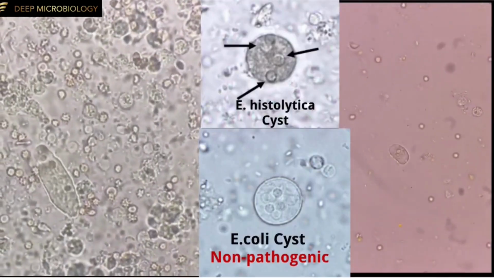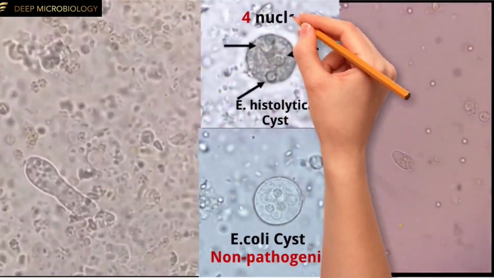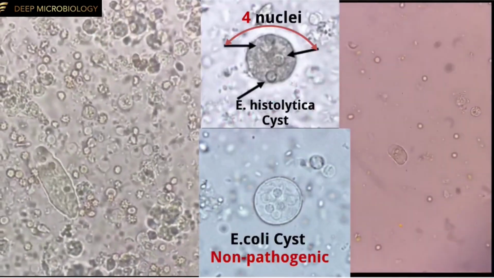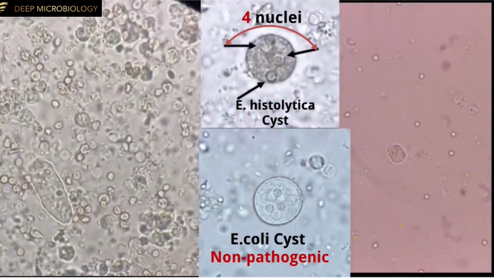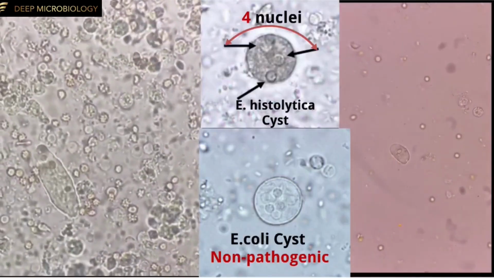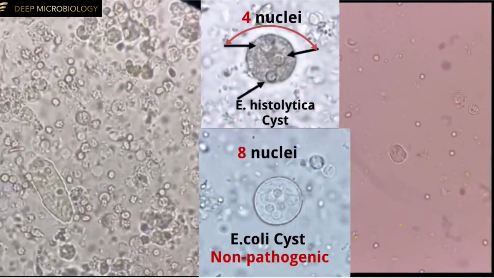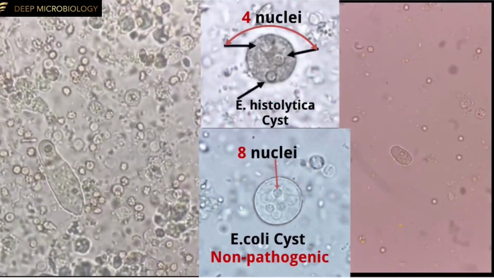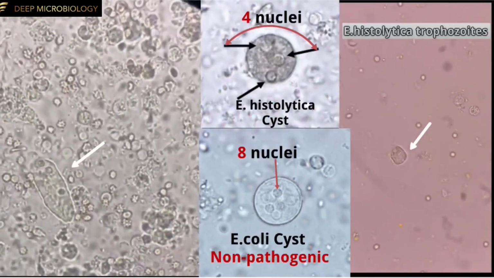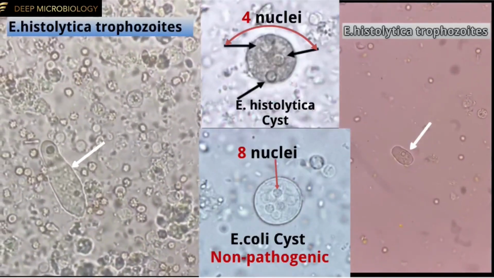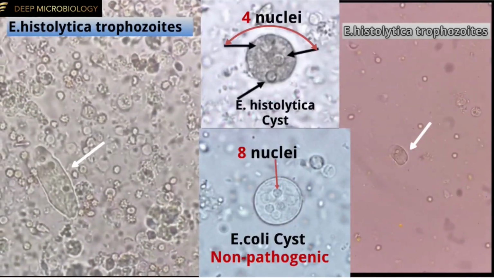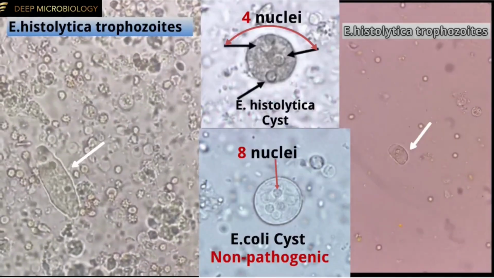The cyst of Entamoeba histolytica typically contains 4 nuclei, although these nuclei are not easily visible in wet preparations. To enhance visibility, iodine staining is commonly used, which helps outline the nuclei more clearly. In contrast, the cyst of Entamoeba coli usually contains 8 nuclei, a key feature that helps differentiate it from Entamoeba histolytica. These are trophozoites observed ingesting red blood cells, a characteristic feature that is diagnostic of pathogenic Entamoeba histolytica and helps distinguish it from non-pathogenic species such as Entamoeba coli.